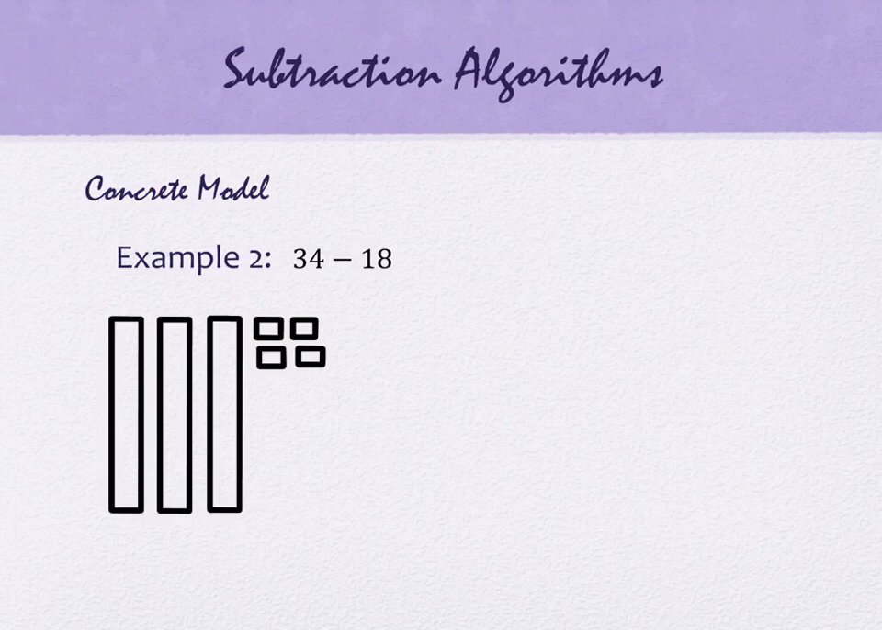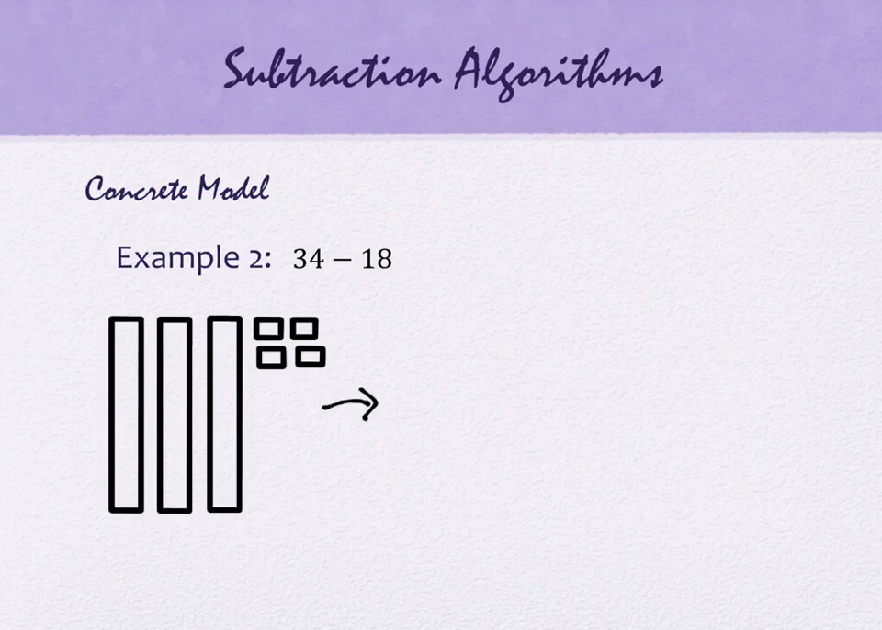Well, I can take away 4, and I can take away 1 long and 4 units pretty easily, but I need to take away 1 long and 8 units. So what would I have to do in order to take 18 away when I only have 4 individuals that are there? What do I need to do? Break up 1 long into 10 individual. Exactly. I need to break up one of my longs into 10 individual units.